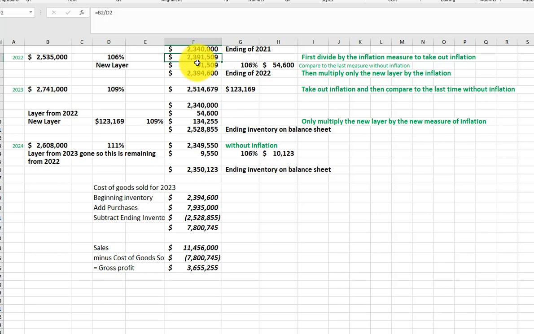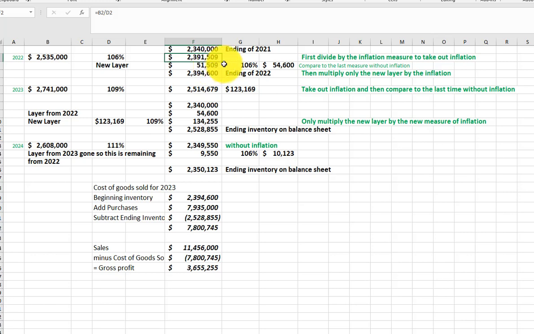We note that even without the inflation, it is still more than what we ended 2021 with. So how much more? 51,509. That by definition is our new layer. So last in, first out. This is the last in. Okay, this is the new layer of inventory without inflation.